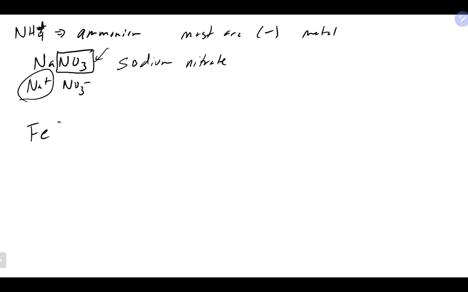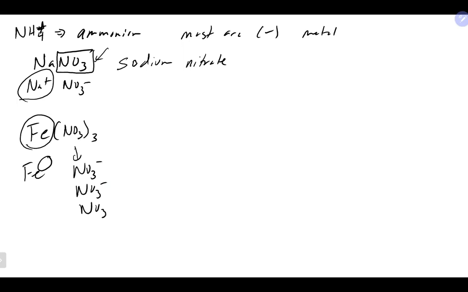Like Fe(NO3)3. Once again, the iron here is our unknown. That gives us a -3, which means the iron here should be +3. And this would be iron Roman numeral 3. And once again, even though there are multiples of those guys, it is still nitrate at the end. So no prefixes or anything weird like that.